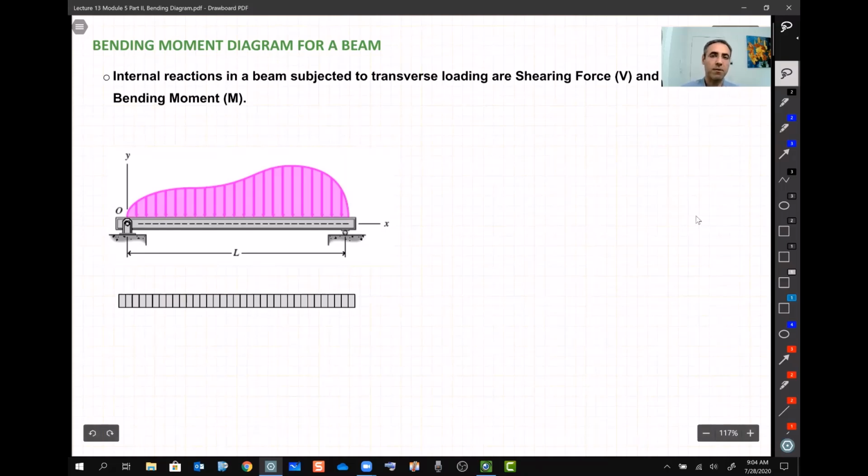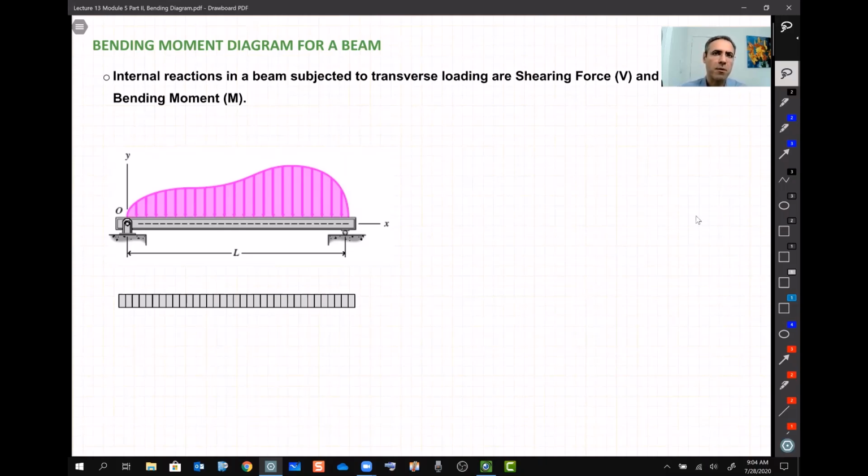All right, now you're all set up. Let's get started. So we were in module 5. Module 5 was on the topic of bending for beams, basically.